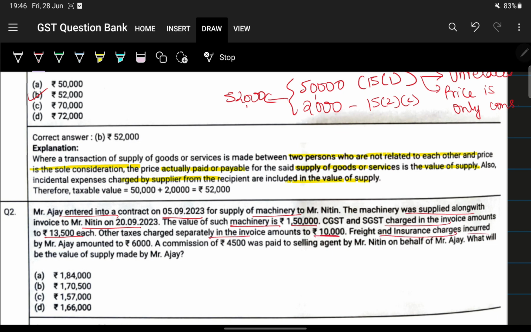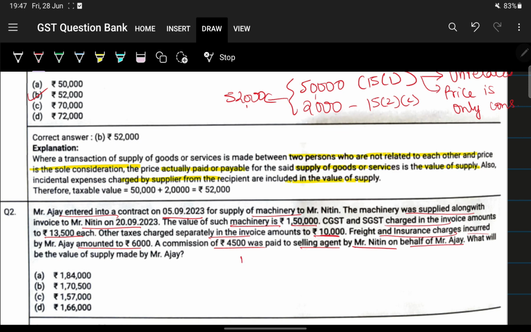The freight and insurance charges incurred amount to 6,000 rupees. Commission of 4,500 was paid to the selling agent by Mr. Nitin on behalf of Mr. Ajay. What will be the value? Firstly, we'll just start writing down the amounts.